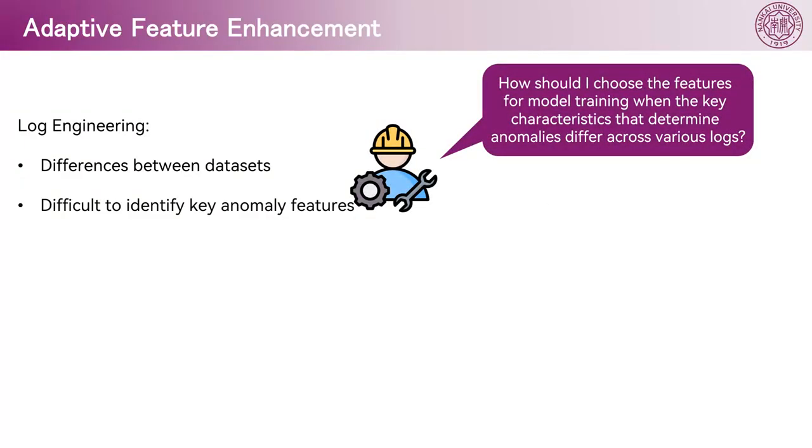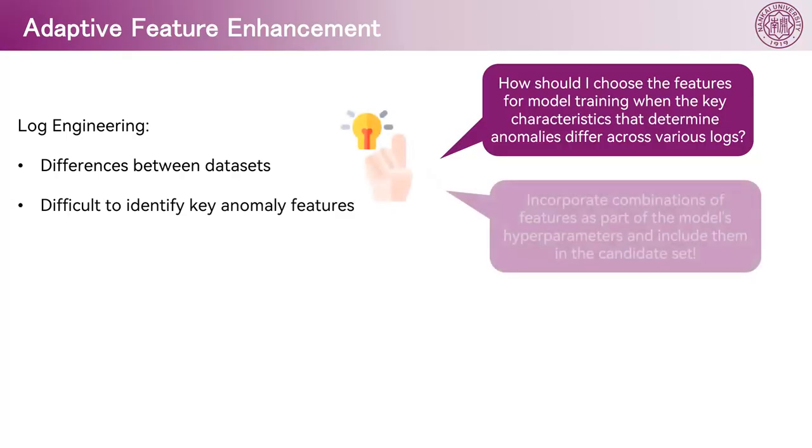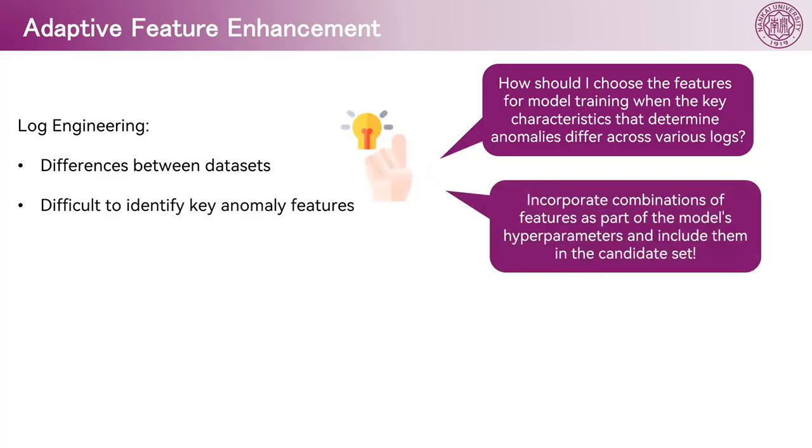Another challenge we face is that different datasets have distinct characteristics, making it difficult to consistently identify key anomaly features. The variability across logs means that features important for one dataset may not be as relevant for another. To address this, we propose incorporating feature combinations into the model's hyperparameters. This approach allows us to explore and evaluate multiple combinations of features, ensuring that we capture the most relevant characteristics for anomaly detection across diverse logs.